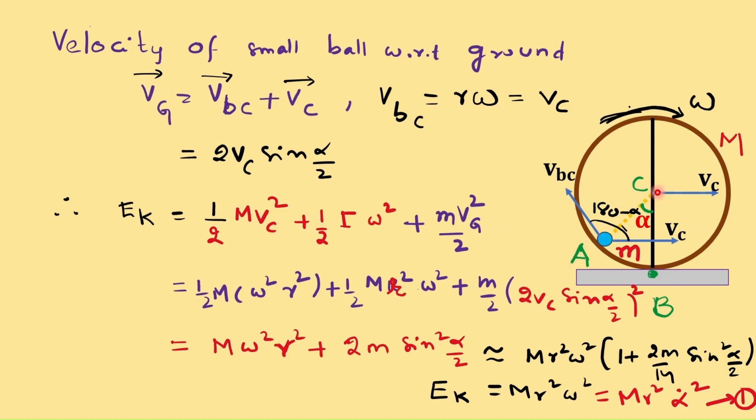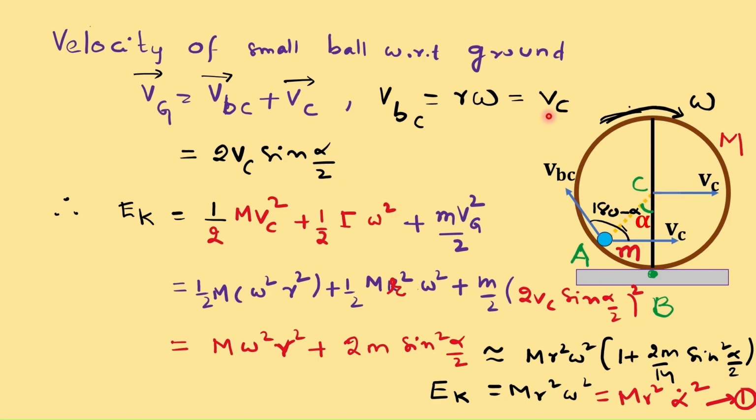Here, with respect to the center of mass, its rotation is pure rotation about this center of mass. Therefore, the velocity of the ball is along the tangential direction with respect to the center of mass, that is VBC. To the ground, its velocity is VBC plus VC, meaning the velocity of the ball with respect to the ground can be written as the velocity of the ball with respect to the center of mass plus the velocity of the center of mass. Velocity of the ball with respect to the center of mass can be written as r omega, because about the center of mass its rotation is pure rotation.